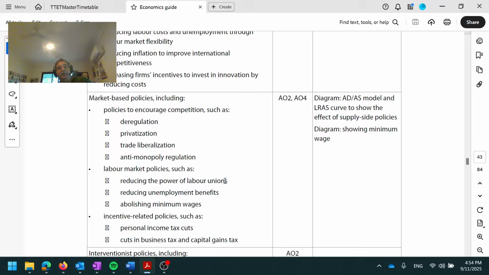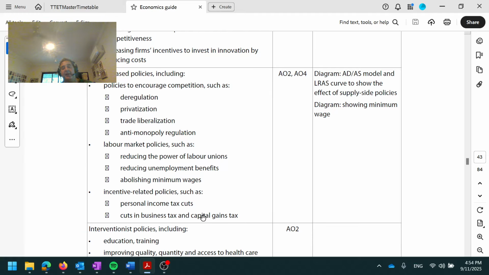Labour market policies there, so reducing the power of unions, reducing unemployment benefits, abolishing minimum wages. You can sketch all those diagrams in the labour market that show more people employed. But the issue there, of course, will be equity. Okay, so there's your conflicting objectives. You improve efficiency, or might lead to greater employment, but those people who have jobs are the working poor, and so they're not necessarily better off.